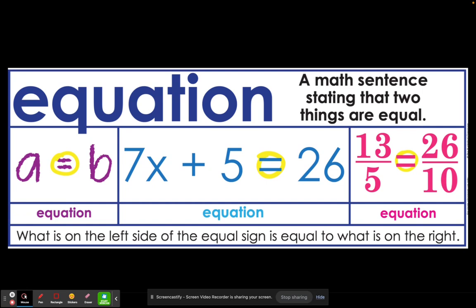Equations have equal signs, right? Equation, equation, equation, equal signs. It's a math sentence that states that two things are equal to one another. This little problem over here is equal to 26. This little thing here, you can look at it as a fraction or a division problem. It's equal to this division problem.